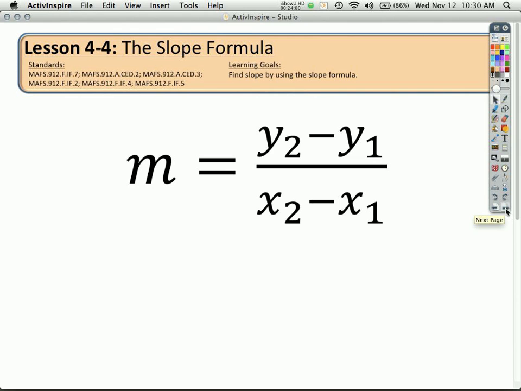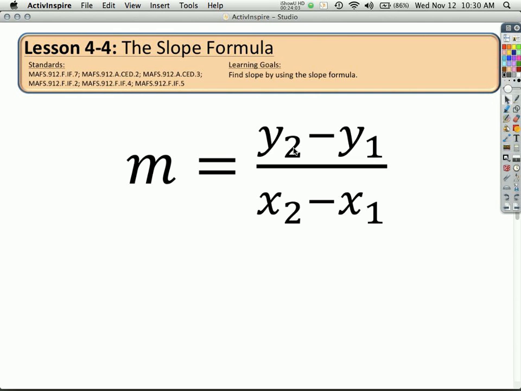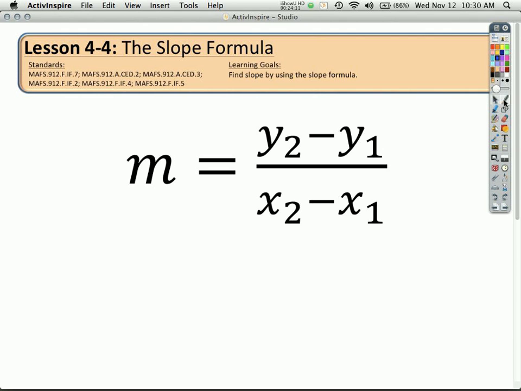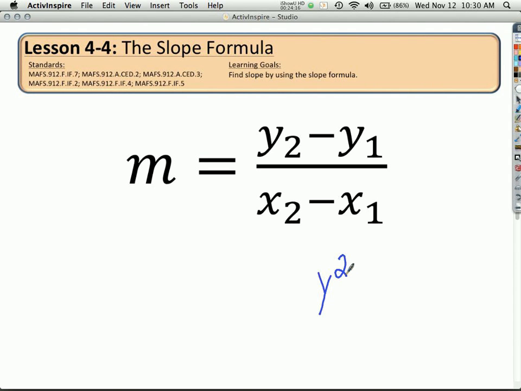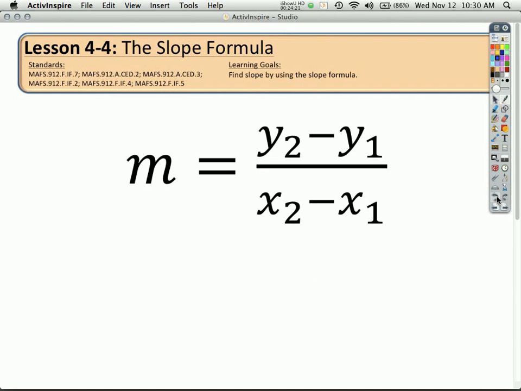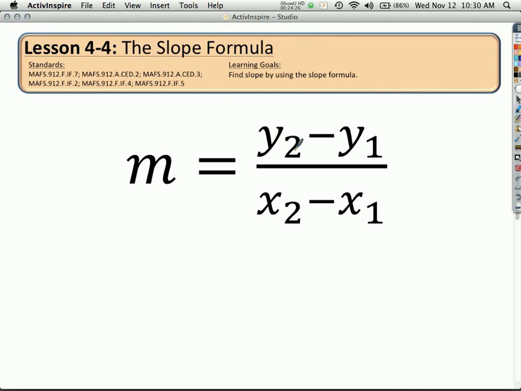First of all, this is not an exponent. That is called a subscript. It is not an exponent. So do not, under any circumstances, write this. That's y squared. That's something totally different. This that we're using is called y sub 2. I will just say y2. And you will say y2. But it's really y subscript 2 minus y subscript 1.